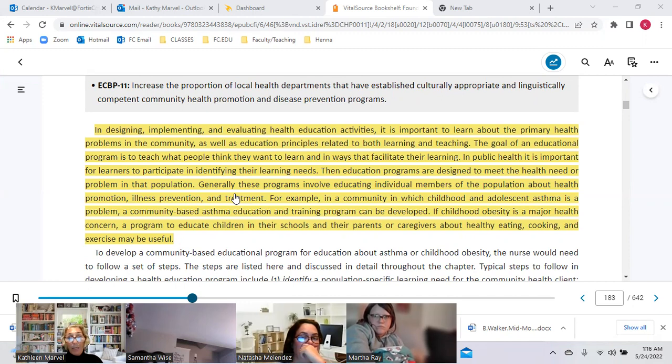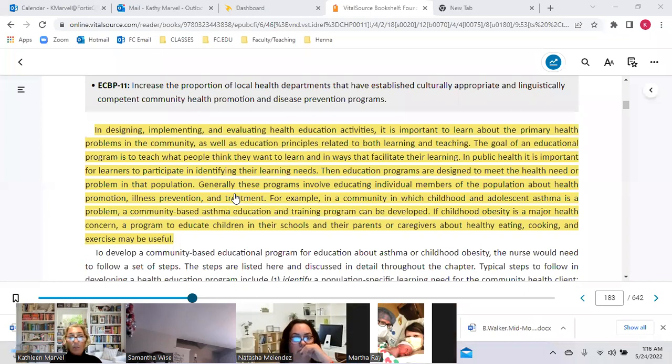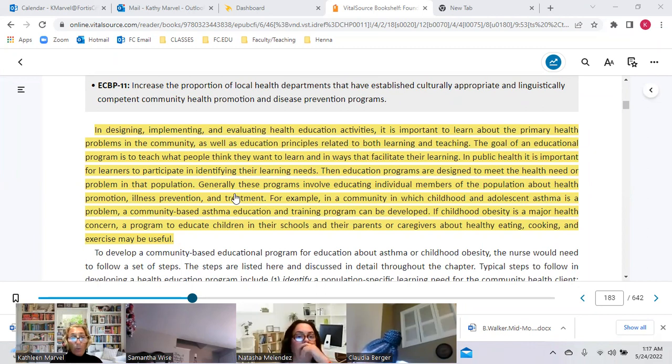We may be planning education to meet a specific healthcare need. We may be doing classes in the schools. Let's say the schools teaching about asthma, teaching about allergies, maybe working with the elderly with regards to diabetic management, right? So lots of different ways to educate the community. Typically the education is about health promotion and illness prevention.